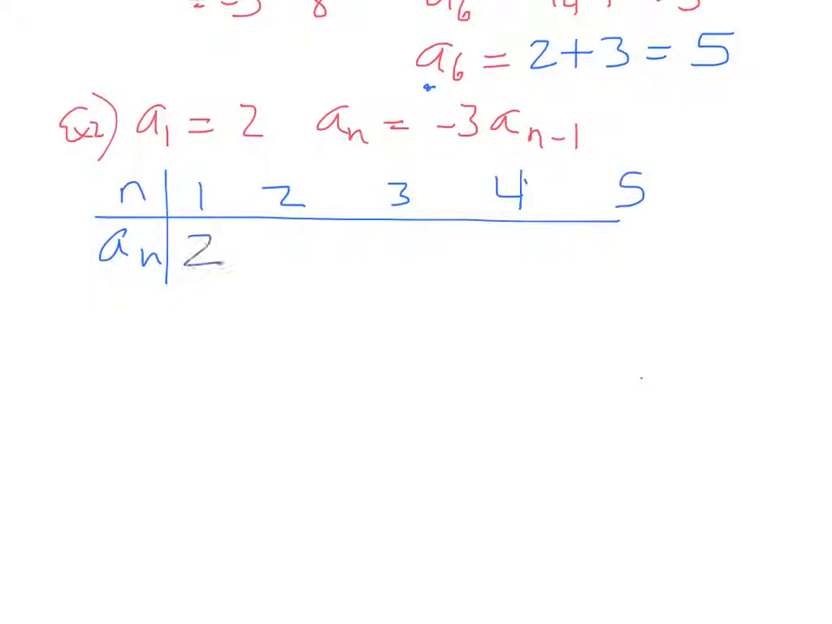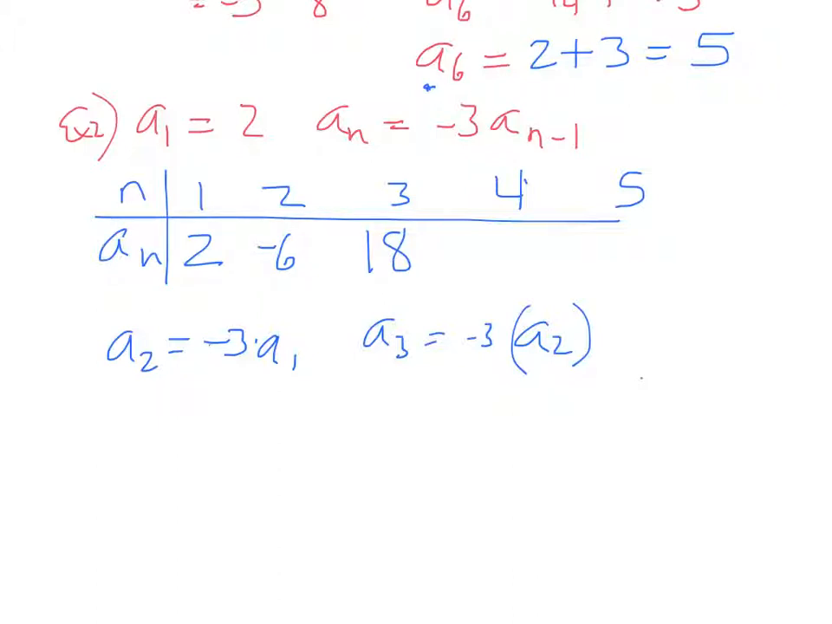It's given a sub 1 is 2. So now the second term is equal to the first term. No, it isn't. According to the rule here, a sub 2 is equal to -3 times a sub 1. So we take the previous term and multiply it by -3. It becomes -6. A sub 3 is equal to -3 times the previous term, or now +18.